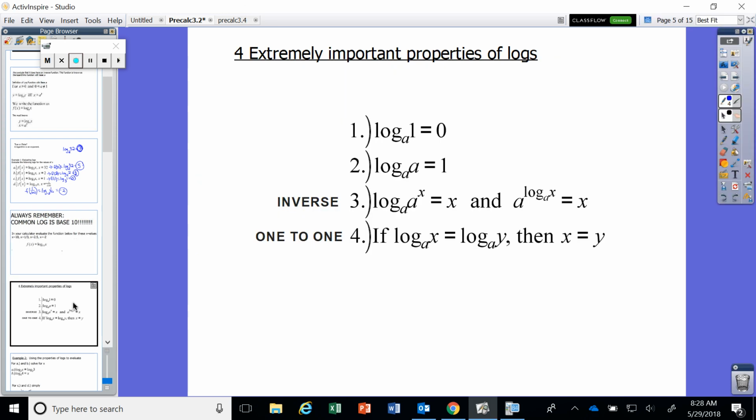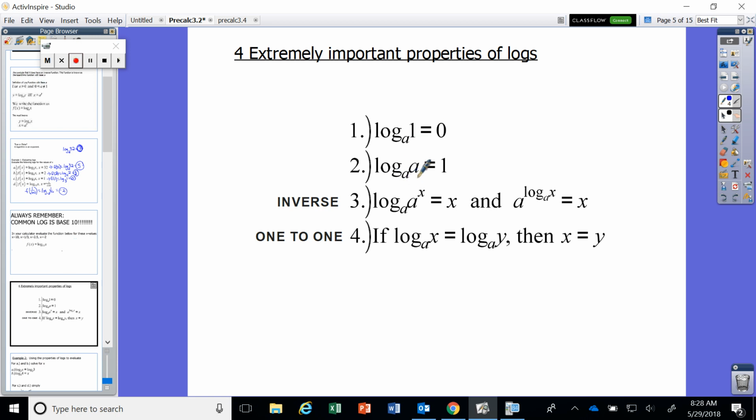Alright, into the four big properties of logs that we're going to be looking into for this video. So let's first and foremost talk about some ones that are a little more common. Log with base a of 1 equals 0. Once again, that's like saying anything to the 0 power is 1. A to the 0 power is 1. 1,000 to the 0 power is 1. A gajillion to the 0 power is 1. So on and so forth.